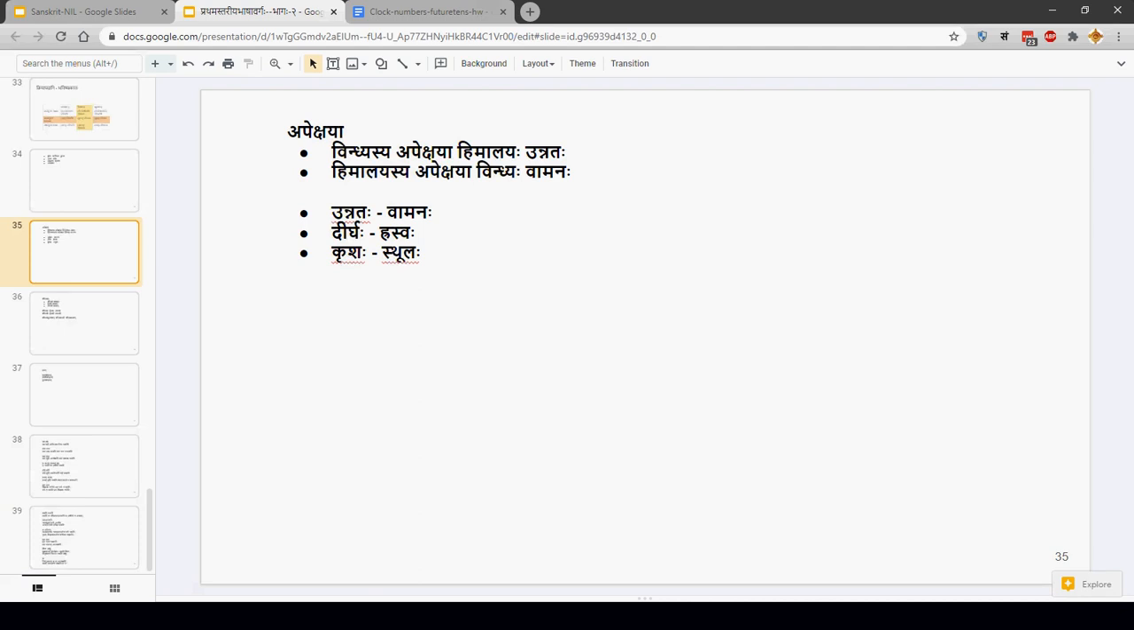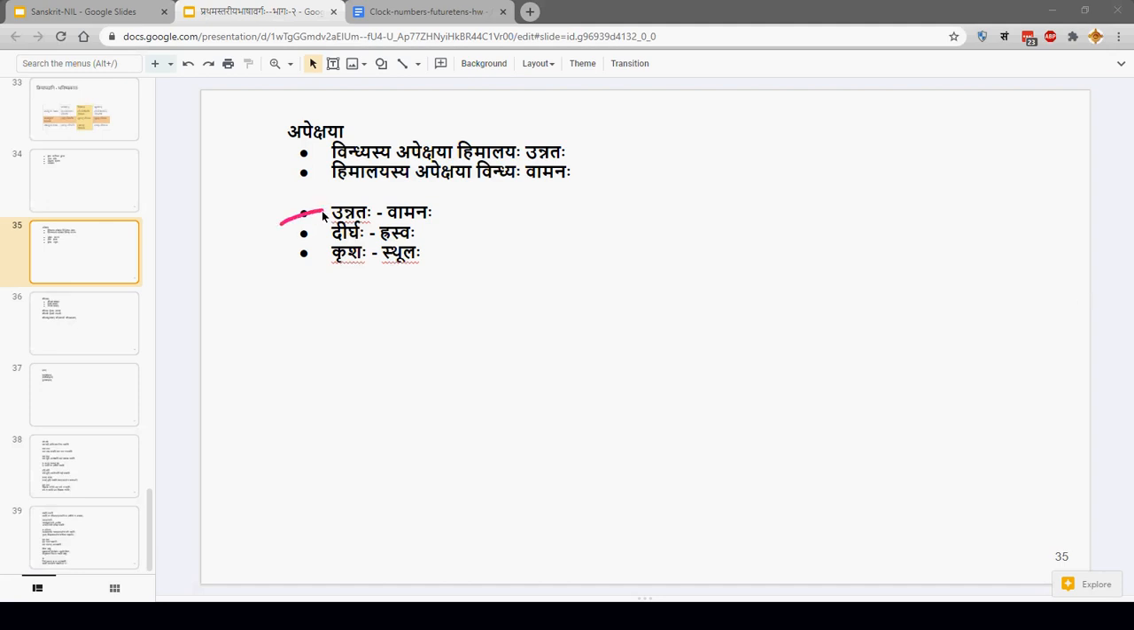So apekshaya is one such construct, and this is used where there is a comparison between two things. For example, the first sentence here is Vindhyasya apekshaya Himalayah unnataha. So here we need to have some word for the quality of comparison. Here we are comparing the height of two mountains. One mountain is called Vindhya, the other mountain is called Himalaya. So we are comparing the height, tallness.